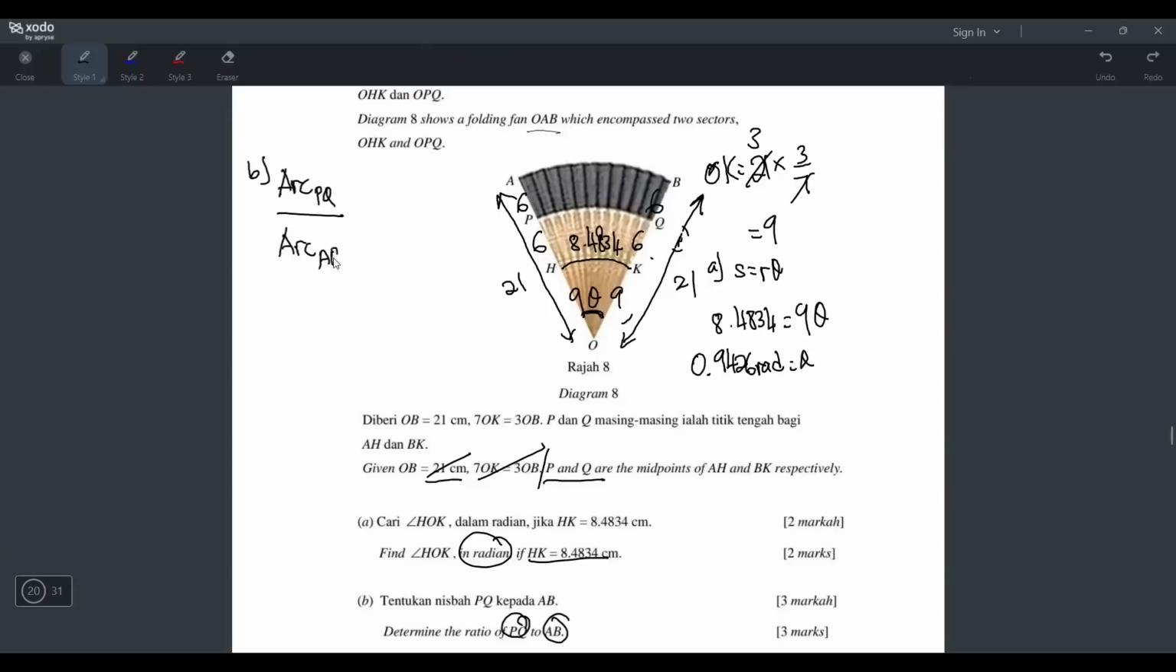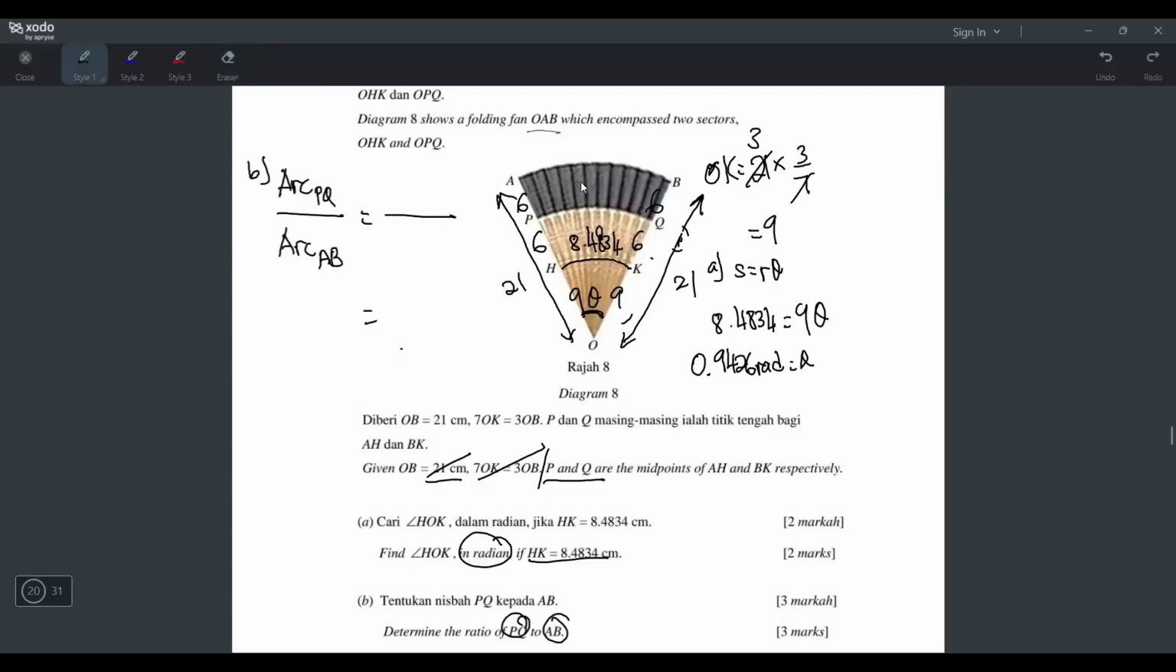Wait, why do I write over? Because a ratio is like a fraction, right? So you just have to find the arc here and then divide. And later, for example, let's say you get 3/2. It means the ratio is 3/2. Okay, but this one is just an example only. Okay, I have to use the formula. Which formula? The arc formula.